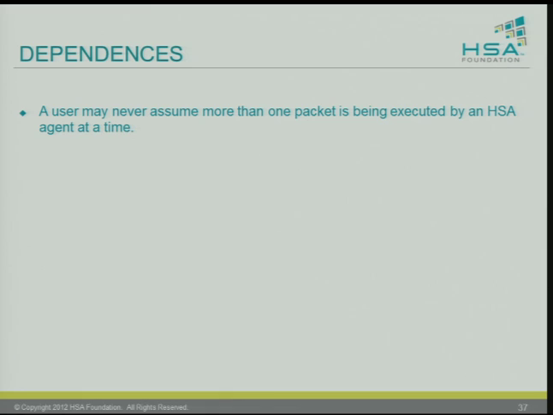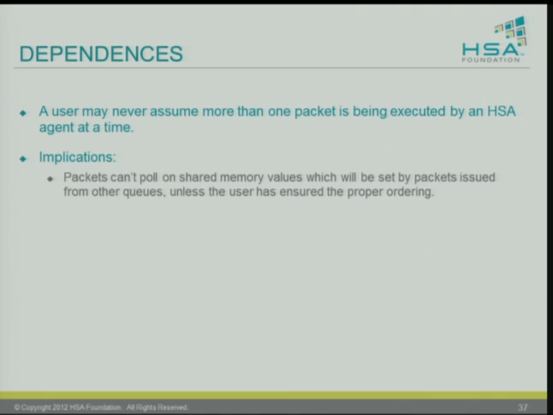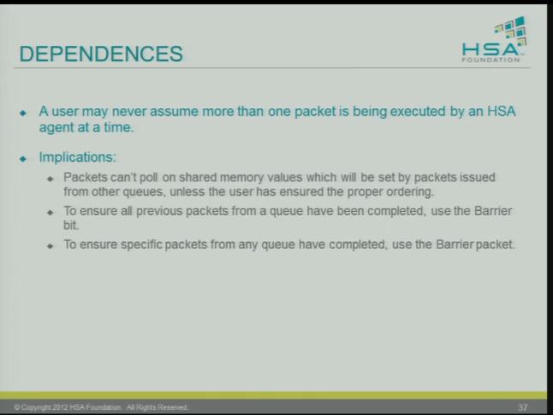Again, like I said before, a user may never assume more than one packet is being executed by an HSA agent at a time. The implication is that you can't poll on shared memory values. You can't block on a shared memory value unless you've ensured the proper ordering and that whatever is going to set that shared memory value has already executed. So you need to use these dependency mechanisms, like the barrier bit and the barrier packet. To ensure all previous packets from a queue have been completed, you use the barrier bit. To set dependencies across multiple packets issued from multiple queues, you use the barrier packet.